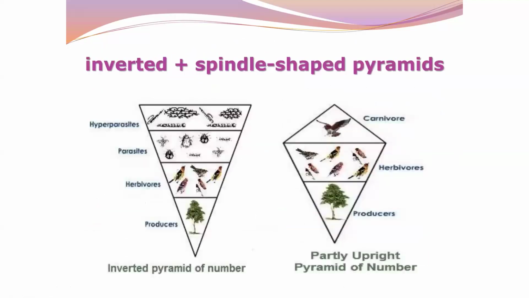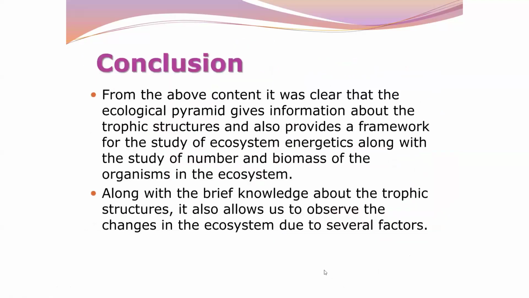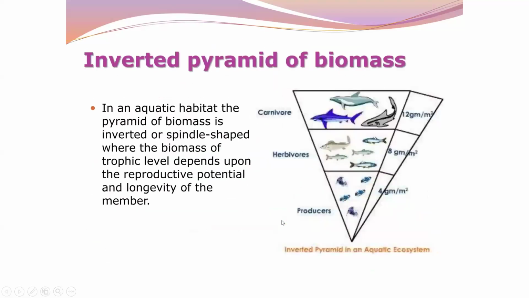From the above content, it is clear that the ecological pyramid gives information about the trophic structure and also provides a framework for the study of ecosystem energetics, along with the study of the number and the biomass of the organisms in the ecosystem. Along with brief knowledge about the trophic structures, it also allows us to observe the changes in the ecosystem due to several factors. So this is about the ecological pyramids.